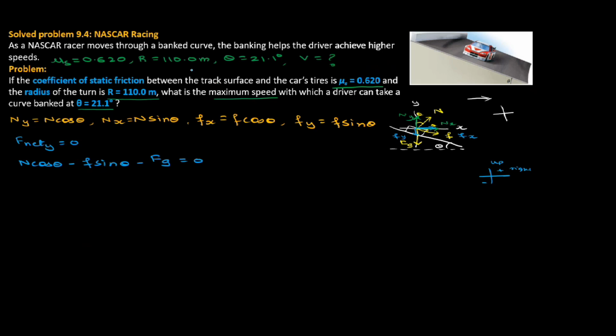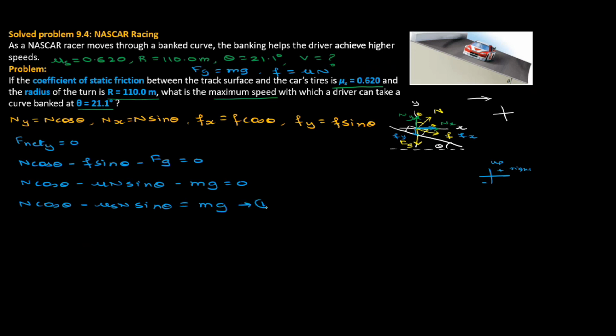We know that the force due to gravity Fg we can write as m times g, and the force of friction is written as mu times the normal force. So let's substitute that here: N cosine theta minus mu N sine theta minus m g equals 0. Rearrange the terms. I will move mg to the other side: N cosine theta minus mu s N sine theta equals m times g. We will call the entire expression equation 1.